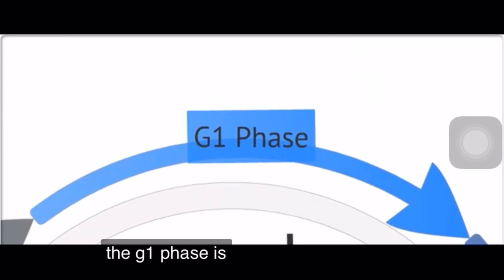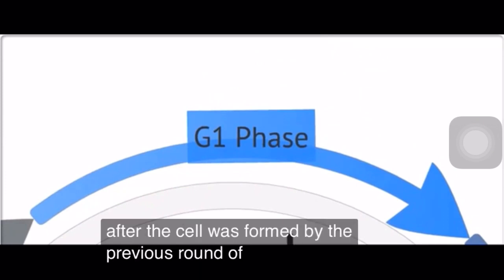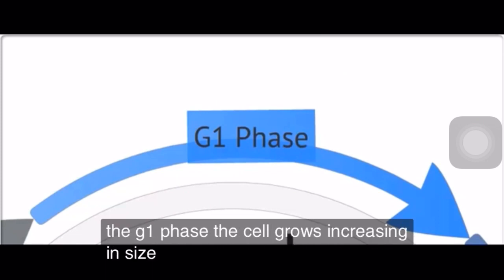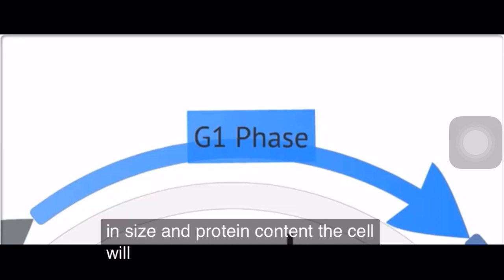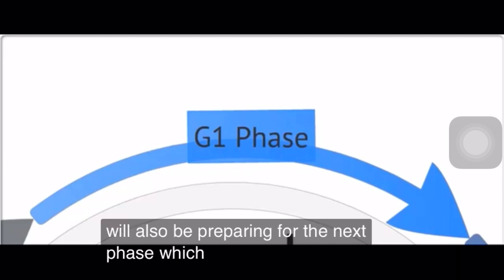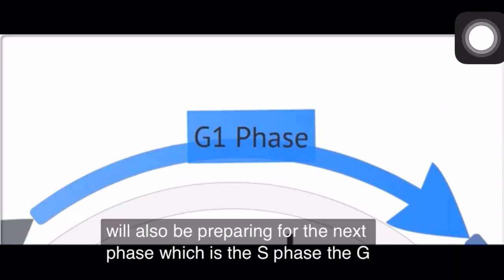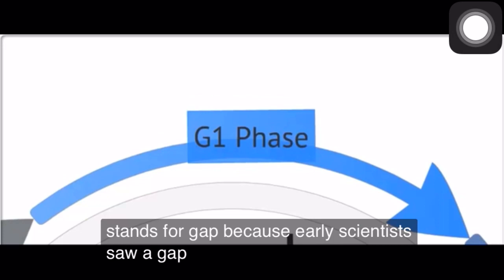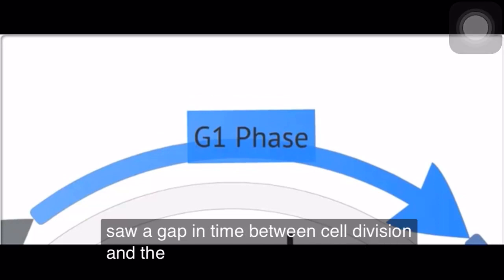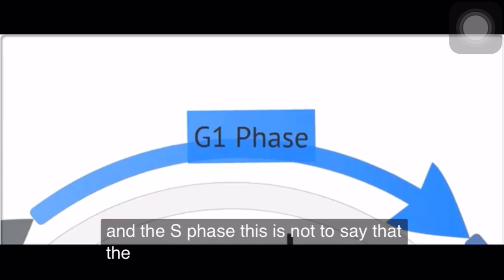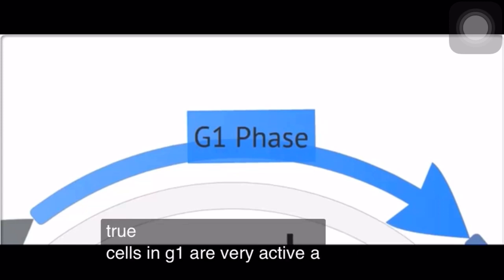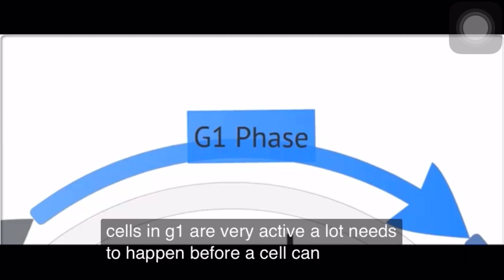The G1 phase is the period of growth of the cell after the cell was formed by the previous round of cell division. During the G1 phase, the cell grows, increasing in size and protein content. The cell will also be preparing for the next phase, which is the S phase. The G in G1 stands for gap, because early scientists saw a gap in time between cell division and the S phase. This is not to say that the cells are not active. The opposite is true. Cells in G1 are very active. A lot needs to happen before a cell can copy its DNA.